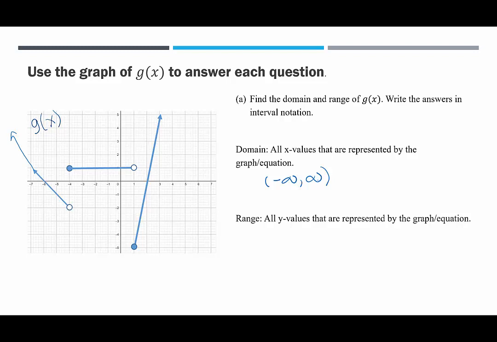The range are all the y values that are represented by the graph or the equation. So for y, we're looking to go up or down. I know that this one, based on this arrow, is going up, and I know this one's going up. If we look to see how far down the graph goes, it looks like right here we have a minimum. So this graph does have a minimum, which means the range will not be all real numbers. The range will start at -5, and -5 is included because there is an open circle there. And then it has no largest value, so it would be from -5 to infinity. So that would be the domain and range.